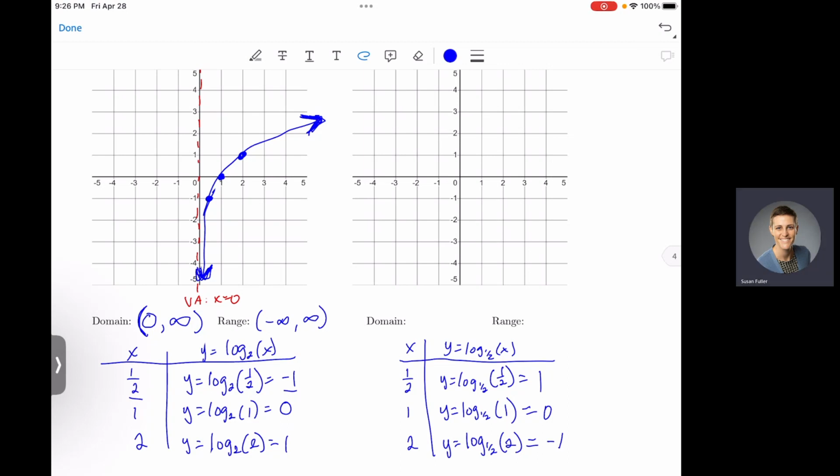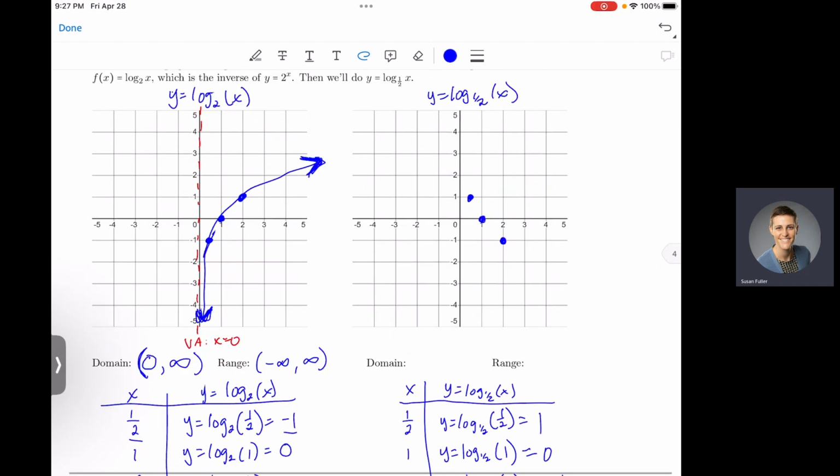All right, so we got some ordered pairs here. We'll put them on the graph. So we start at x equals 1/2, y equals 1. And then we go to x equals 1, y equals 0. And then x equals 2, y equals -1.